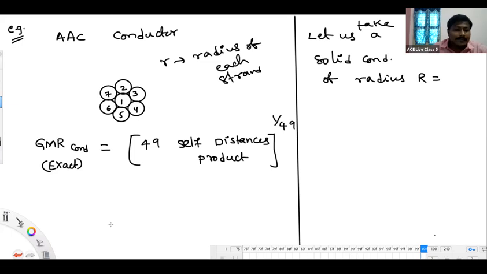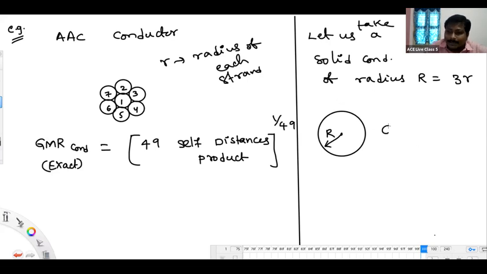What is the overall radius of that conductor? Three times the smaller radius. Okay, let's take a solid conductor with three times the smaller radius. Forget about AAC now. I know the overall radius is three times the smaller. That much radius solid conductor I am taking. This is the cap.